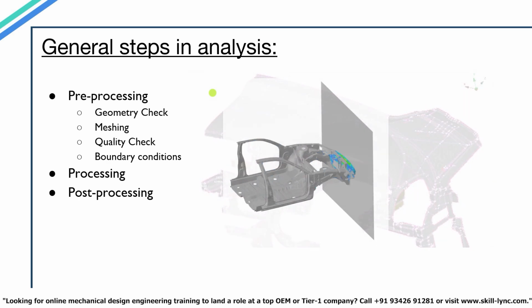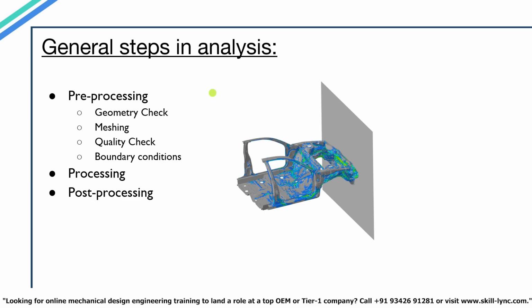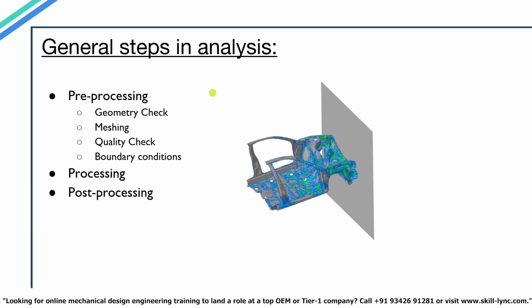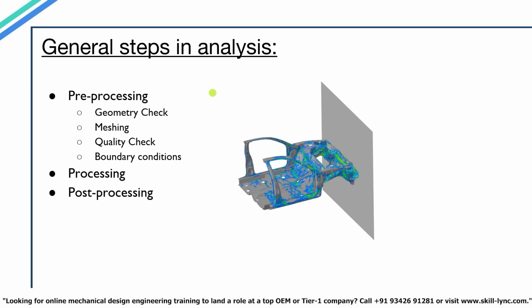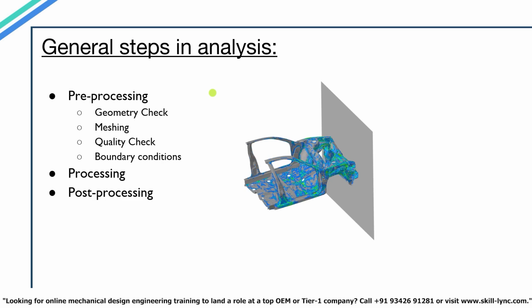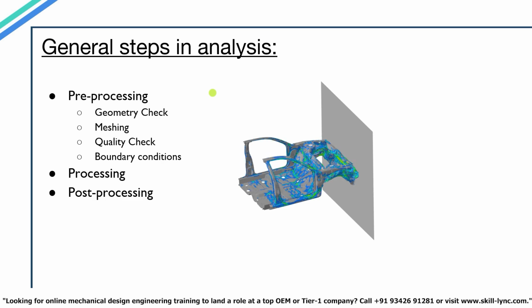The next procedure is processing. The processing involves the actual running of the simulation in the software. There's not much to be done from the user side in this step. The software does all the mathematical calculations required for FEA in the backend, and the output will be the simulation of the test being performed. Software such as Autodesk Simulation and ANSYS are usually used for processing.